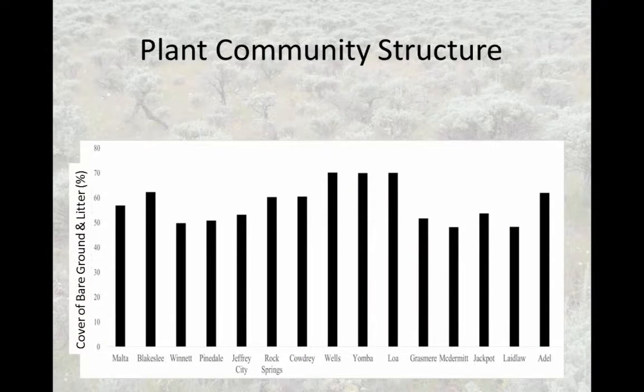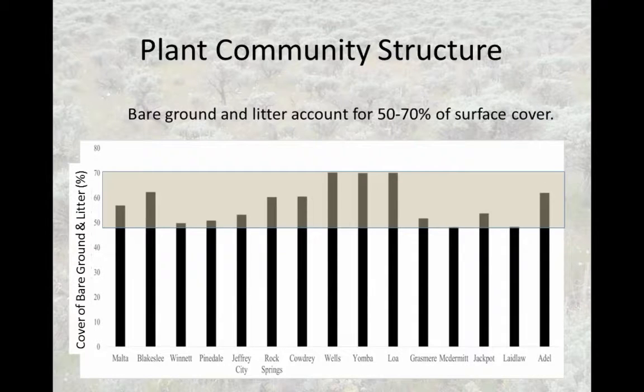Okay, so what do we find? One of the things, and again, if you've been out in sagebrush country, you probably know this. This figure has, on the y-axis, cover of bare ground and litter, and on the x-axis, all of the sites that we sampled. The thing to notice here is that this is a common characteristic of dryland plant communities. A lot of the surface is covered by things other than plants. In this case, 50 to 70% of the surface area of these sites is covered by bare ground and litter. So it's the major element of the structure of these sites.